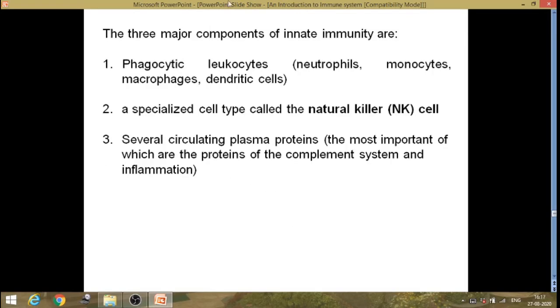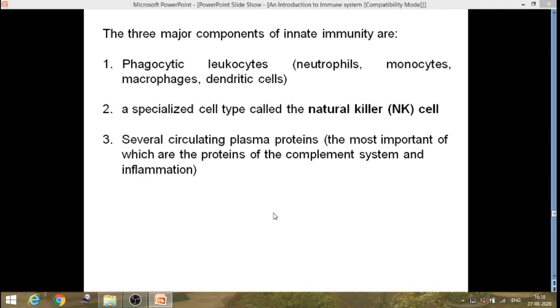Now, the three major components of innate immunity are, first, the phagocytic leukocytes: neutrophils, monocytes, macrophages, and dendritic cells. These are the first component of innate immunity. Then we have a specialized cell type called natural killer cells, which are also a component of innate immunity. Then we have several circulating plasma proteins, the most important of which are proteins of the complement system and inflammation, and these are the third component of innate immunity. So these are the three major components of innate immunity.